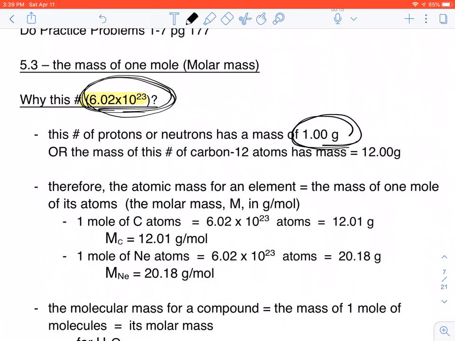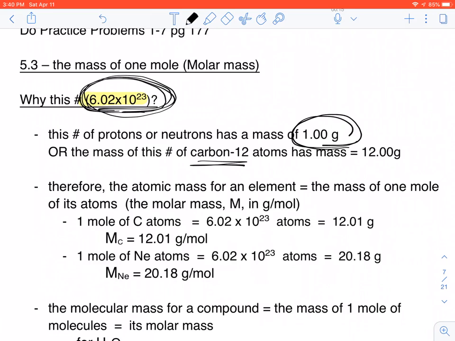And if I gave you an atom that had 6 protons, and I gave you this many of them, it would weigh 6 grams. And if it also had 6 neutrons, it would weigh 6 more grams. So that would be a carbon atom. A carbon atom has 6 protons and 6 neutrons, and a mole of each of those is a gram. So if I have a mole of carbon atoms, it automatically will have a mass of 12 grams.